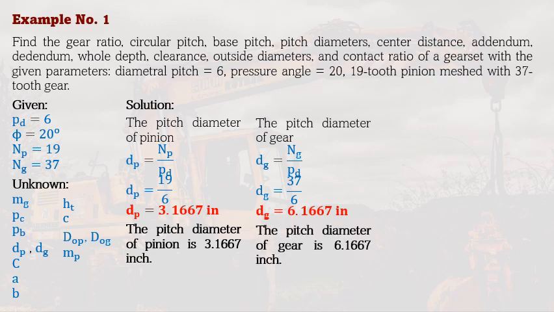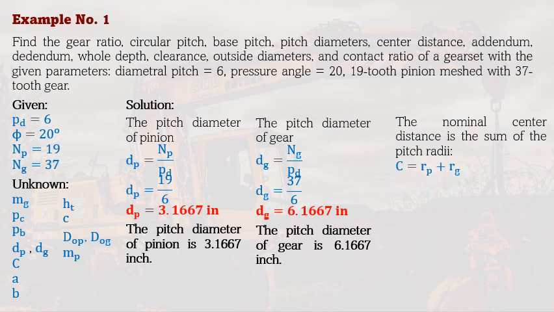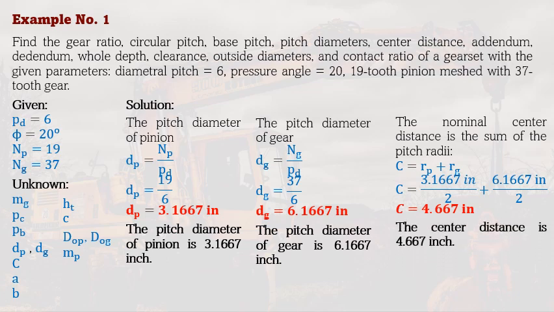So take note that the contact of the pitch circle of the gear and that of the pinion is the pitch point, based on our previous slide. So now you can already draw the pitch circles based on the pitch diameter of the pinion and the pitch diameter of the gear. The nominal center distance, on the other hand, is the sum of the pitch radii. So that is just Rp plus Rg. We can compute the nominal center distance, which is 4.667 inch. Therefore, this is the center to center distance of the shafts of these two gears, for example.